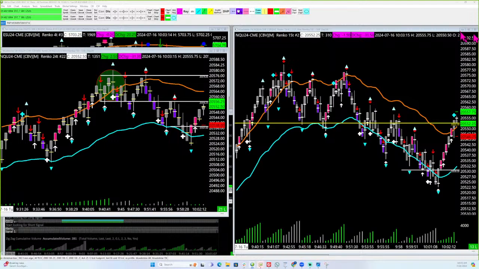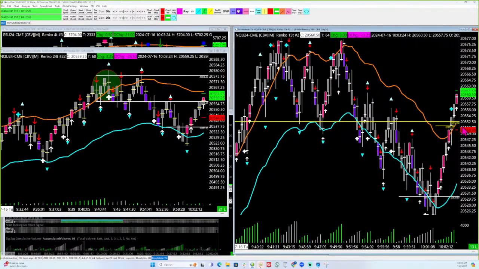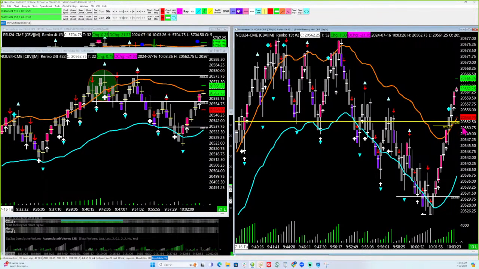Plus sign, so you'd want a point of control below this one on the 15 tick if you're looking for the short. Again, I would suggest you don't guess. Just let the trade set up, because you don't know. Like that, I was wrong. So that's all right. I'm good at being wrong.